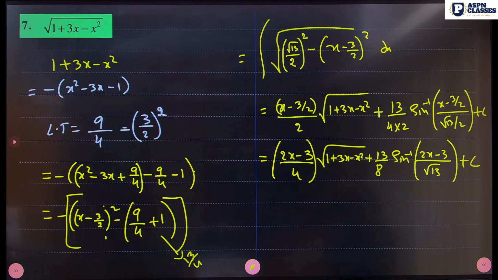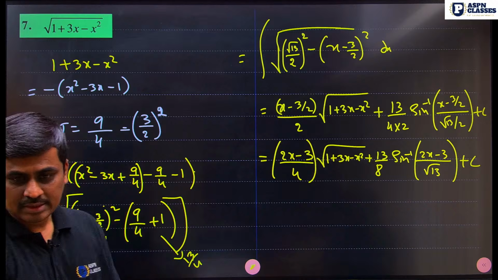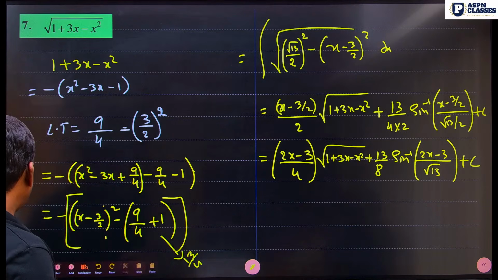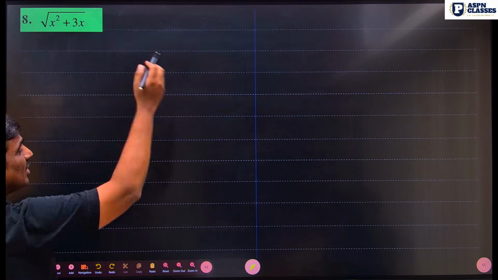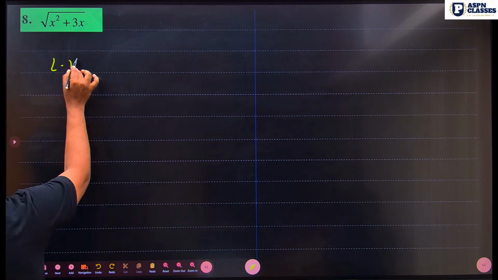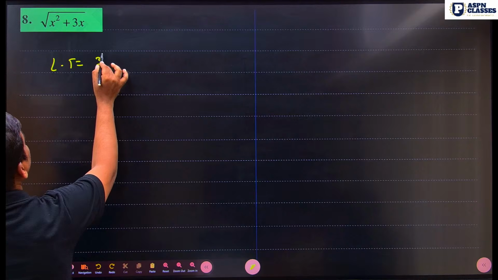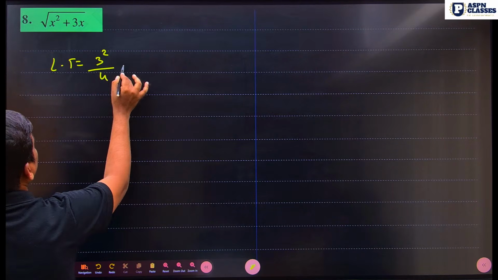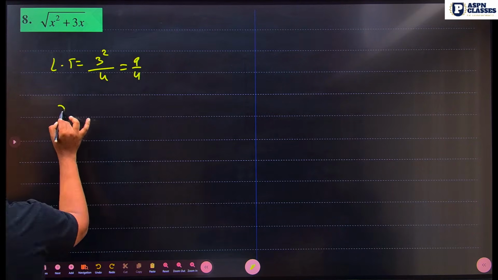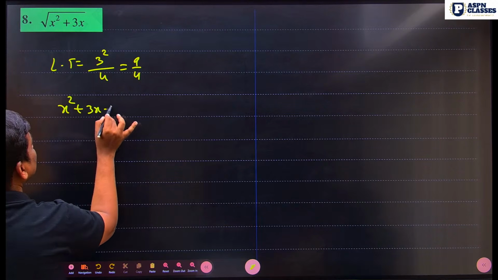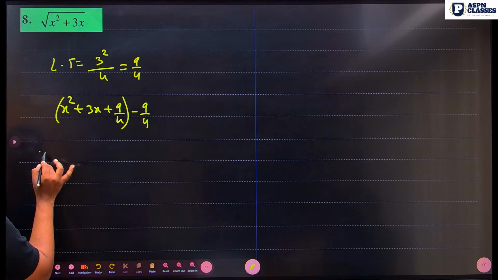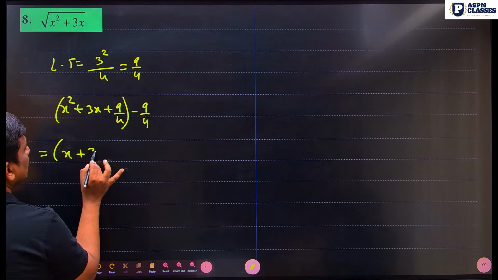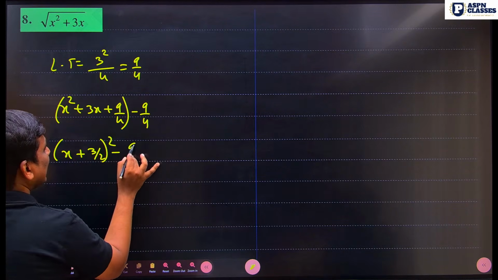Okay, so we'll move on to the next question, friends. The next one is the eighth one. This is also very simple. Again, there is no last term, so you need to write it as it is. Last term formula: 3 square divided by 4, which is again 9 by 4. Add this as it is: 3x plus 9 by 4 minus 9 by 4. Comparing this bracket, here x plus 3 by 2 whole square. It is as it is only.